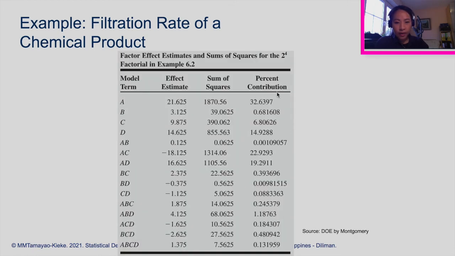And as you can see here, the highest percent contribution corresponds to factor A, followed by AC, and then you have also AD, the interaction of A and D, and then you have factor D. Now, in terms of the direction, it looks like there is an indirect relationship between the interaction of AC and the response variable. For A, D, and AD, you have a direct relationship.